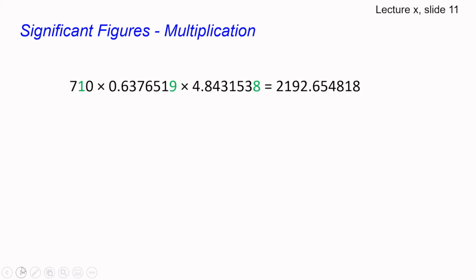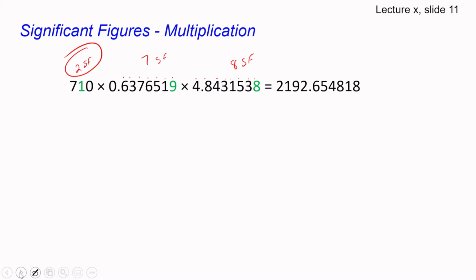Well, what about multiplication? Multiplication is slightly different. We're going to take the number that has the least number of sig figs. So here we can see this one, there's no decimal place here, so that 0 is not significant, so we only have 2 sig figs here. Here we have 1, 2, 3, 4, 5, 6, 7, 8 sig figs. And here we have 1, 2, 3, 4, 5, 6, 7, 8 sig figs. Okay, is that 1, 2, 3, 4, 5, 6? This is actually 7 sig figs. I miscounted. So that means our answer can only have 2 sig figs.